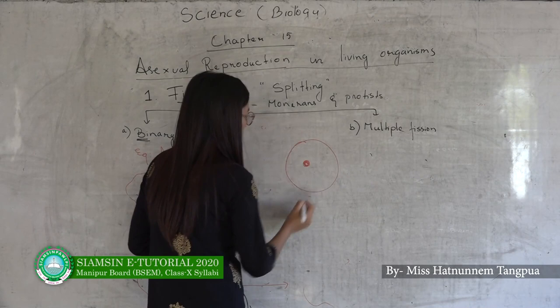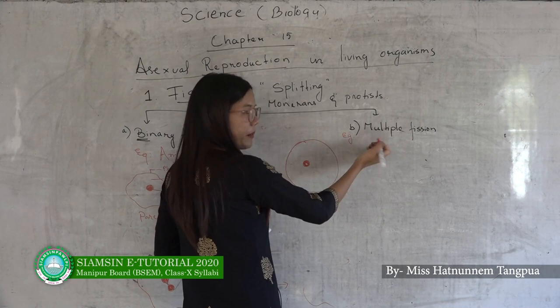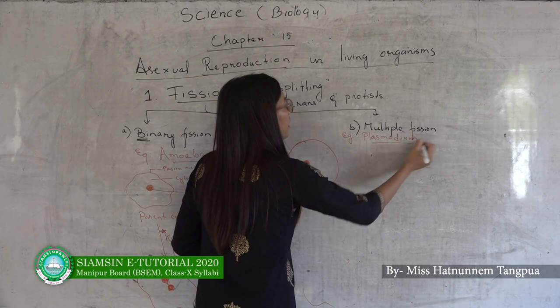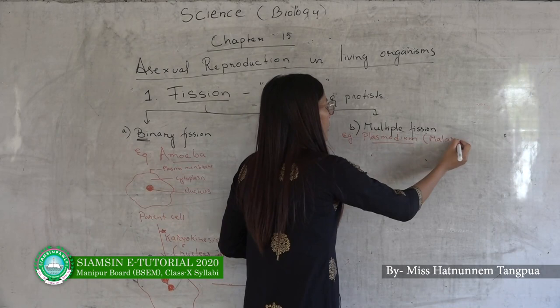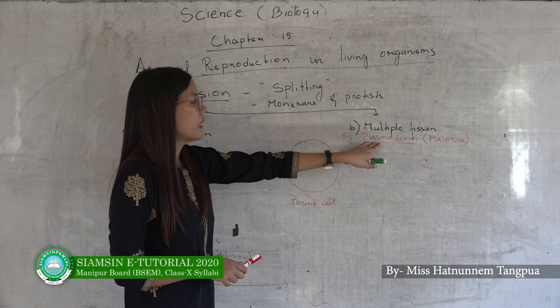This is the parent cell. Multiple fission can be shown in a parasite, Plasmodium. Plasmodium is a parasite which causes the disease malaria. Here, Plasmodium can undergo multiple fission.